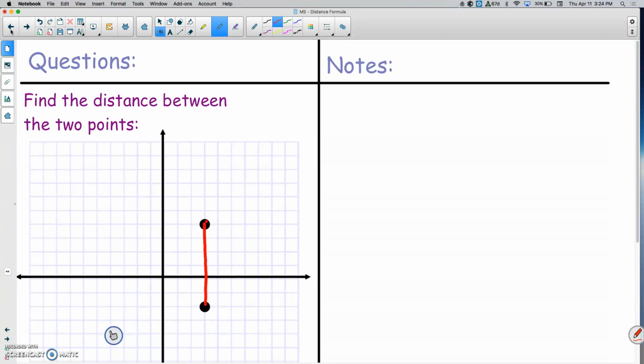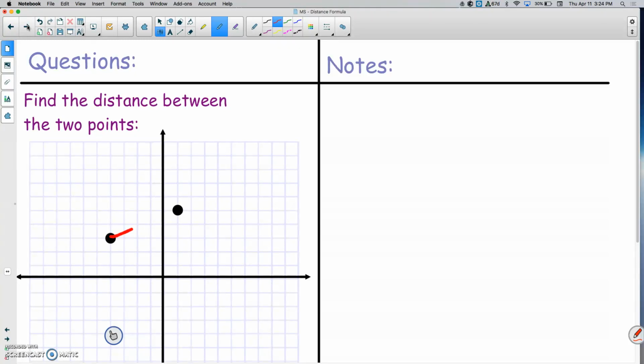So this one, if I start at the point on the top, 1, 2, 3, 4, 5, 6. 6 units. The distance will never be a negative. Remember, when you measure distance, like with a ruler, tape measure, anything like that, there will never be negative numbers on it.